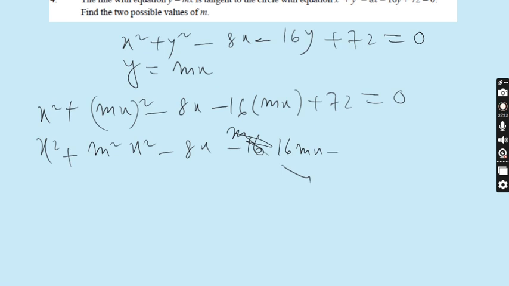16 mx plus 72. Sorry, my daughter is disturbing me, but I always enjoy. I don't mind with her act.